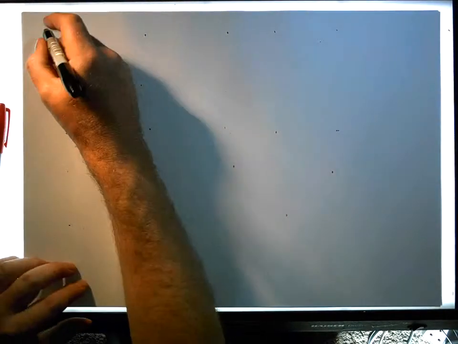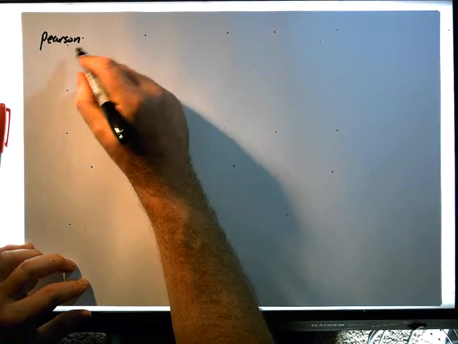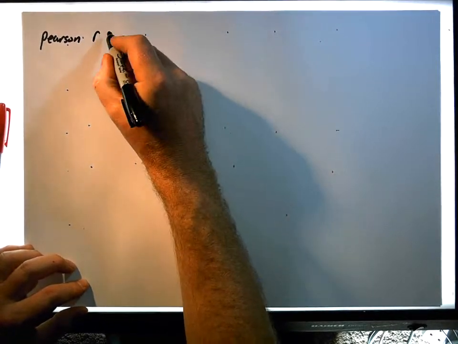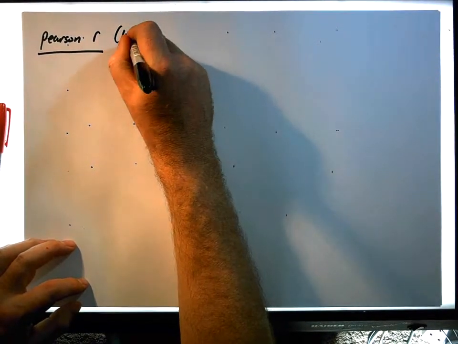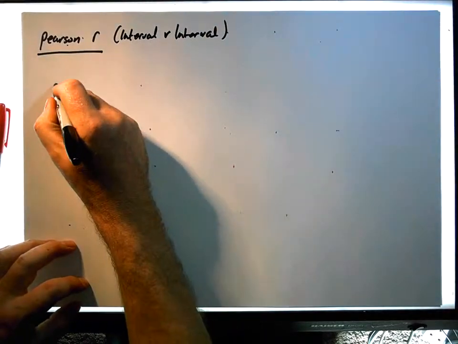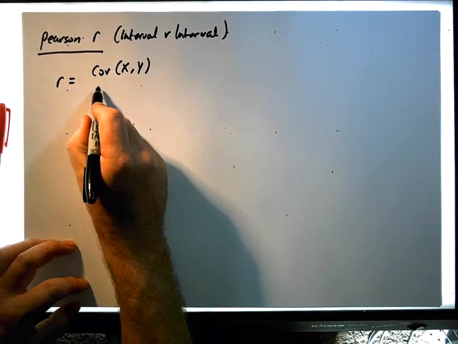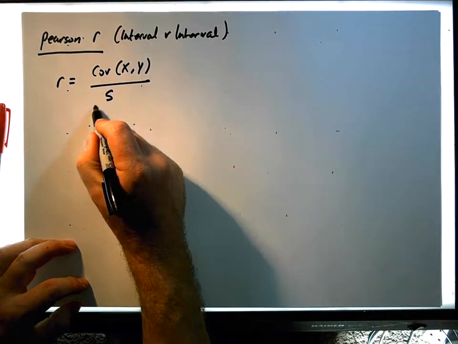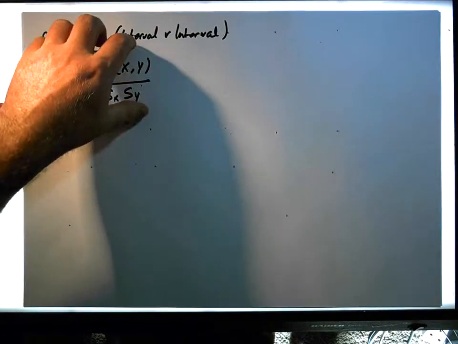So the first one is a straightforward one. It is Pearson's, the Pearson product moment correlation coefficient, and we know that's for an interval variable with an interval variable. When we're dealing with an interval versus an interval variable, the correlation r is simply defined to be the covariance of the x variable along with the y variable, divided by the sample standard deviation of the x's along with the sample standard deviation of the y's.